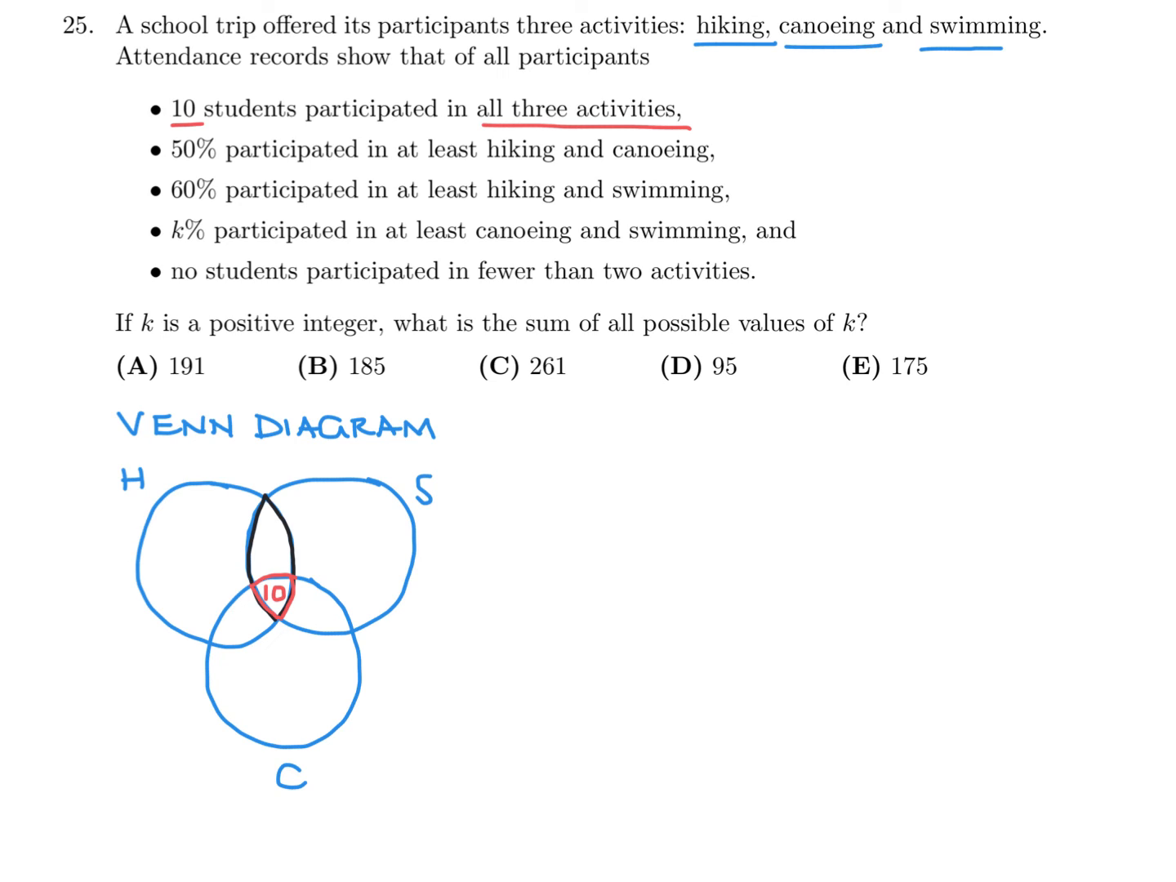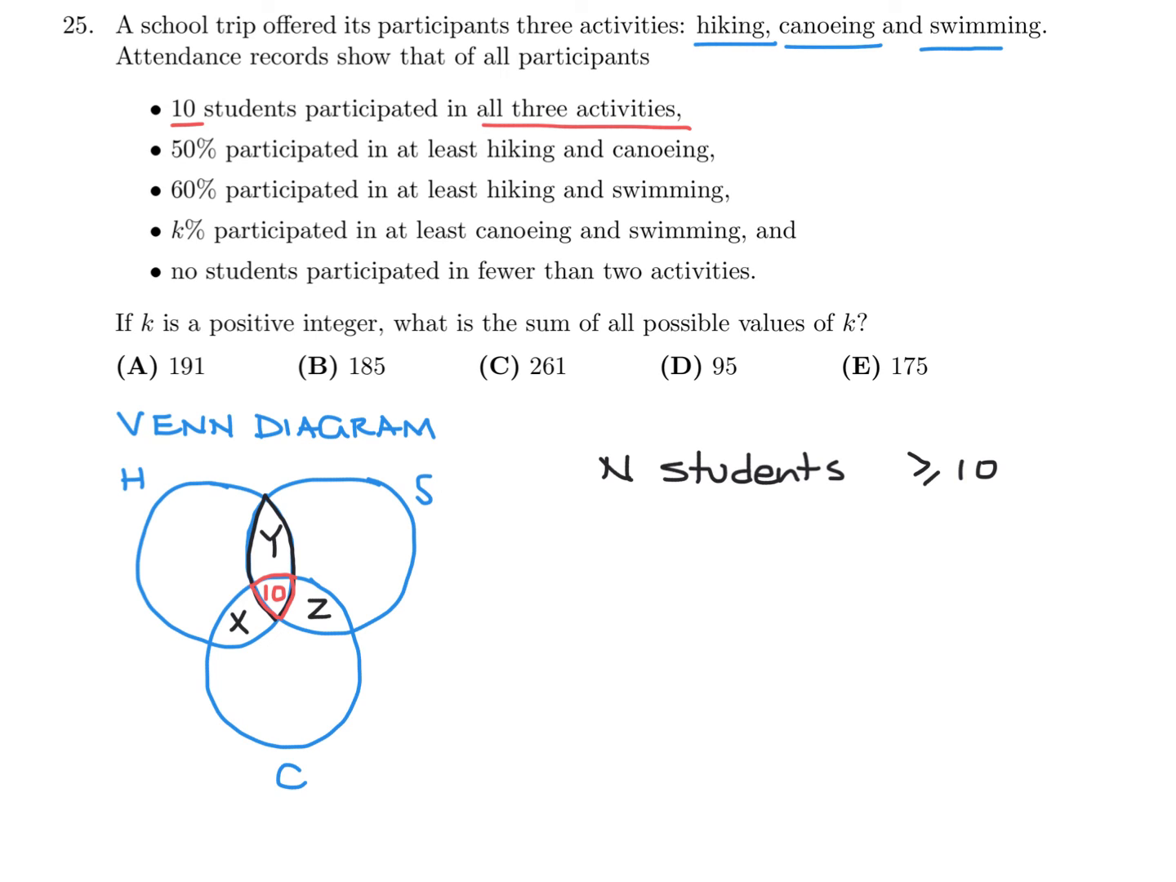Now, 50% participated in at least hiking and canoeing, and unfortunately that is not a number, so I've got to think about what I can do here. I actually don't know how many students there are in total, so I'll just call that N. N students in total. I know for sure that N has got to be at least 10, since 10 students participated in all 3 activities. I'm sure it's more than 10, but at least 10. Then I don't know what anything else is, so I'm just going to denote it with letters. I'll call this region X, this region Y, and this region Z.